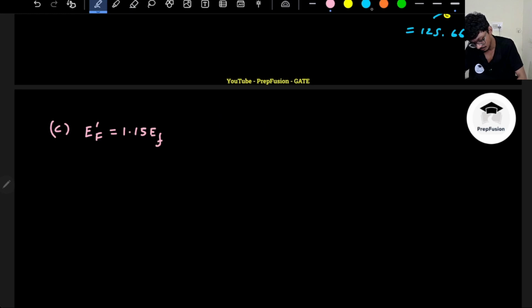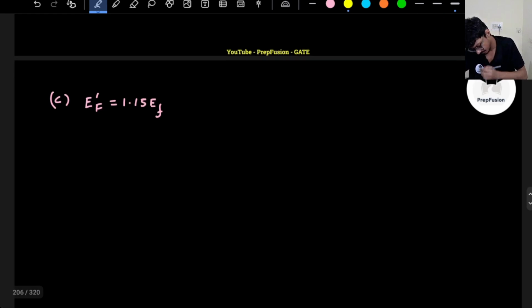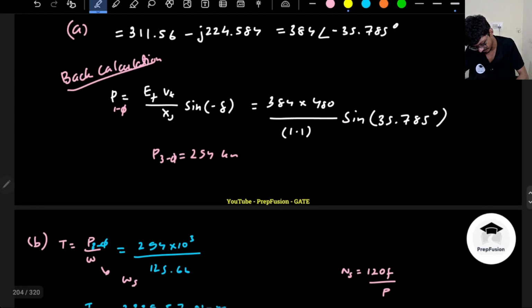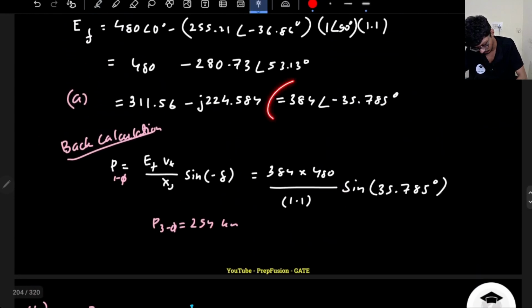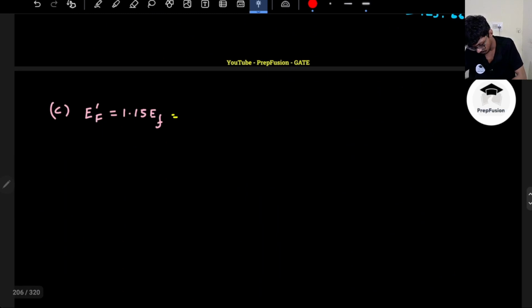Okay, then what will be the armature current? Same thing I can do. I'm increasing the EMF by 15%. So EMF now becomes basically 1.15 times the previous one. Previously EMF was 384 in magnitude, so 384 times 1.15. The new EMF becomes 441.